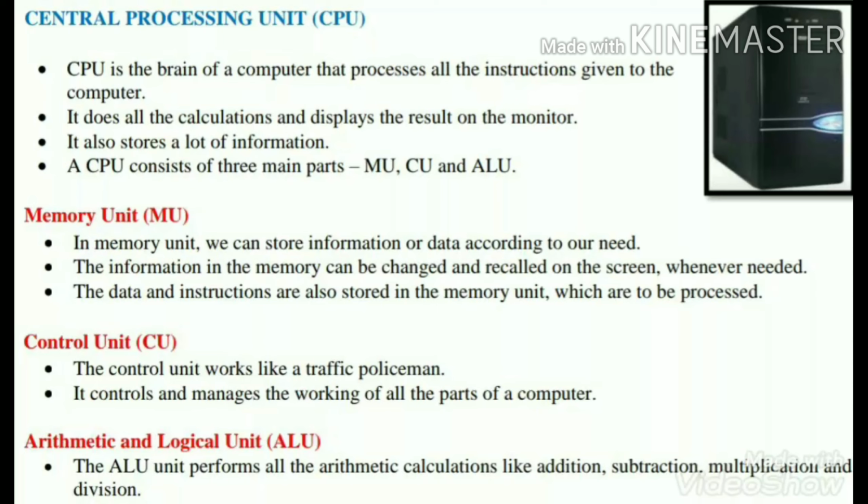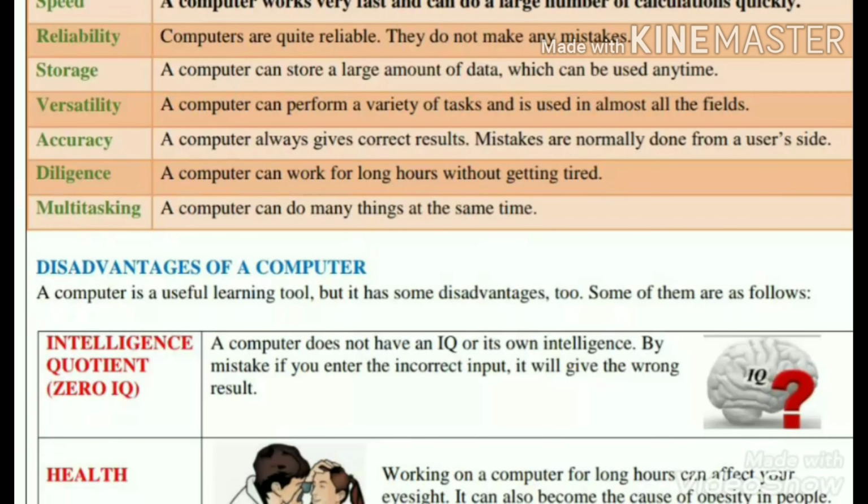So children, the full form of CU is the control unit, MU is the memory unit, and ALU is the arithmetic and logical unit. Now let us discuss the advantages and disadvantages of a computer.